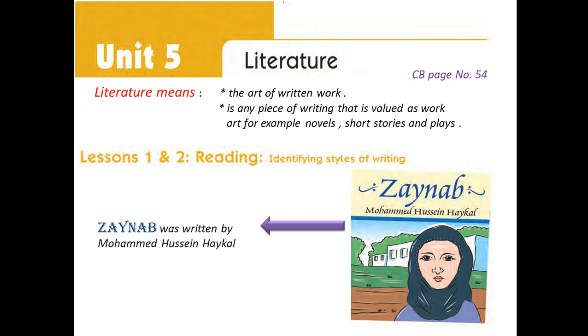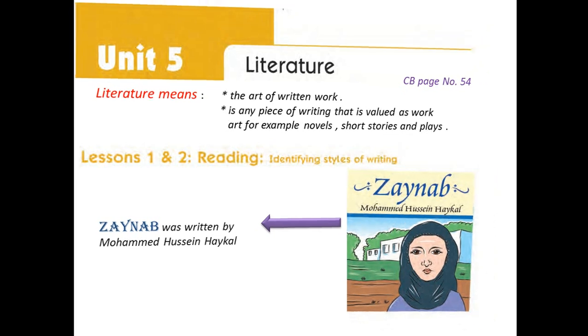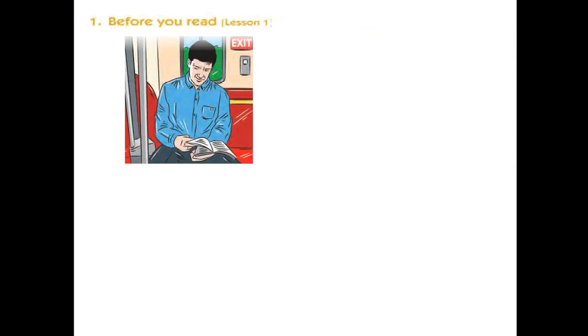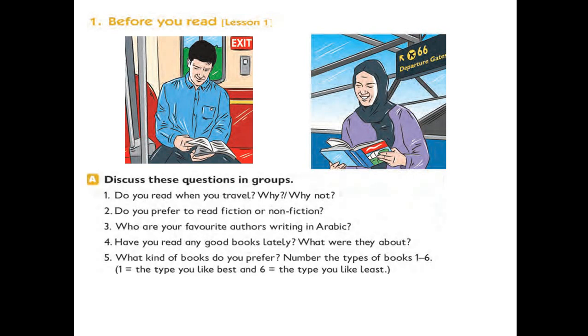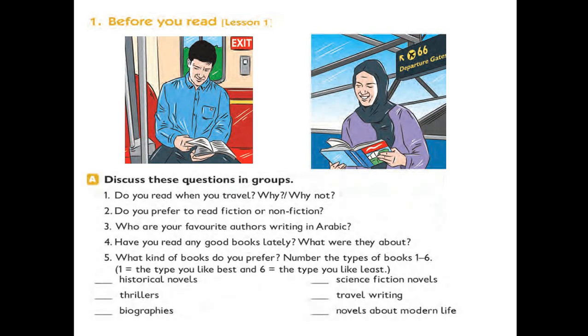Okay, so in this section you should know the definition of literature and the name of the writer of this story. Okay, let us see the next page or the next section. We have number 1, Before You Read, Lesson 1. You have this picture. You can have a look in your course book, page number 54. You have section A: discuss these questions in groups.